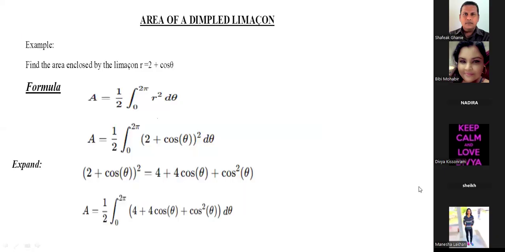Next slide. And then we'll find the area of a dimple limaçon. We're going to use r is equal to 2 plus cos theta, and the formula is half the integral of r squared from 0 to 2 pi with respect to theta. So we expand here, we place here, and we're going to have this here. We expand it, we'll have this, and write it here.